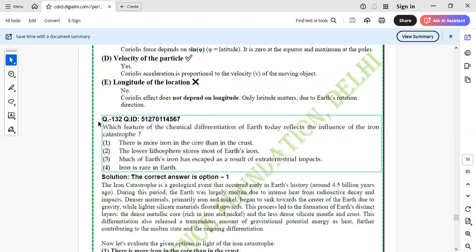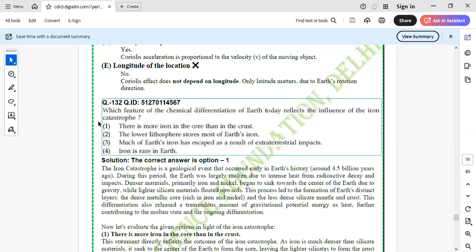Now let's move to question number 132. This is a very simple question, not that typical, and you could have easily deciphered it when he talked about the iron catastrophe. Iron is basically more into the core. तो एक ही जगह उस बात का डिस्कशन आ रहा है, but we will see question number 132.